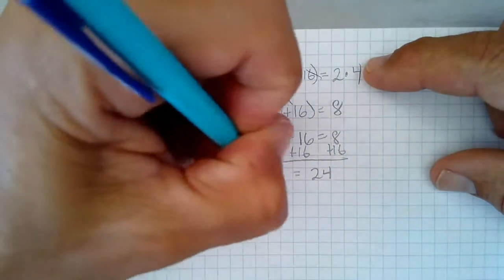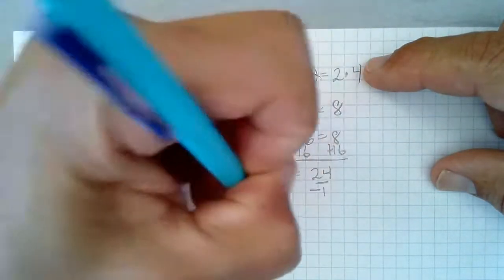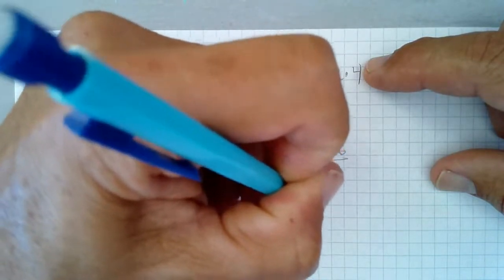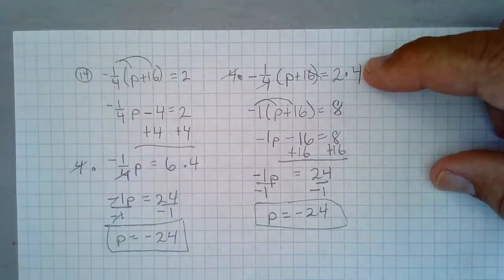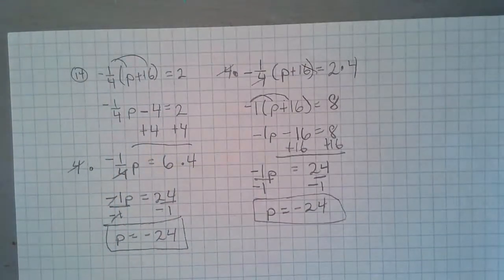And then I divide both sides by negative 1. And I get p equals negative 24. So it's the same answer. I did it 2 different ways. Whichever way connects with you, you're welcome to use it.